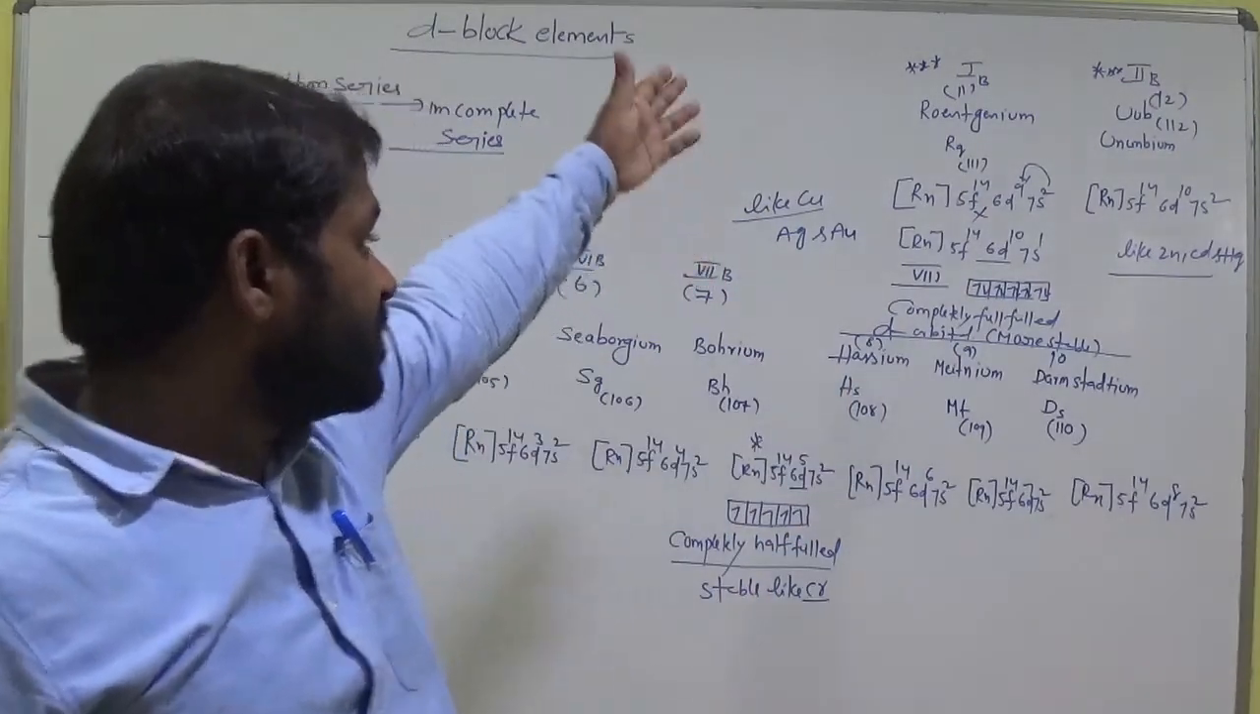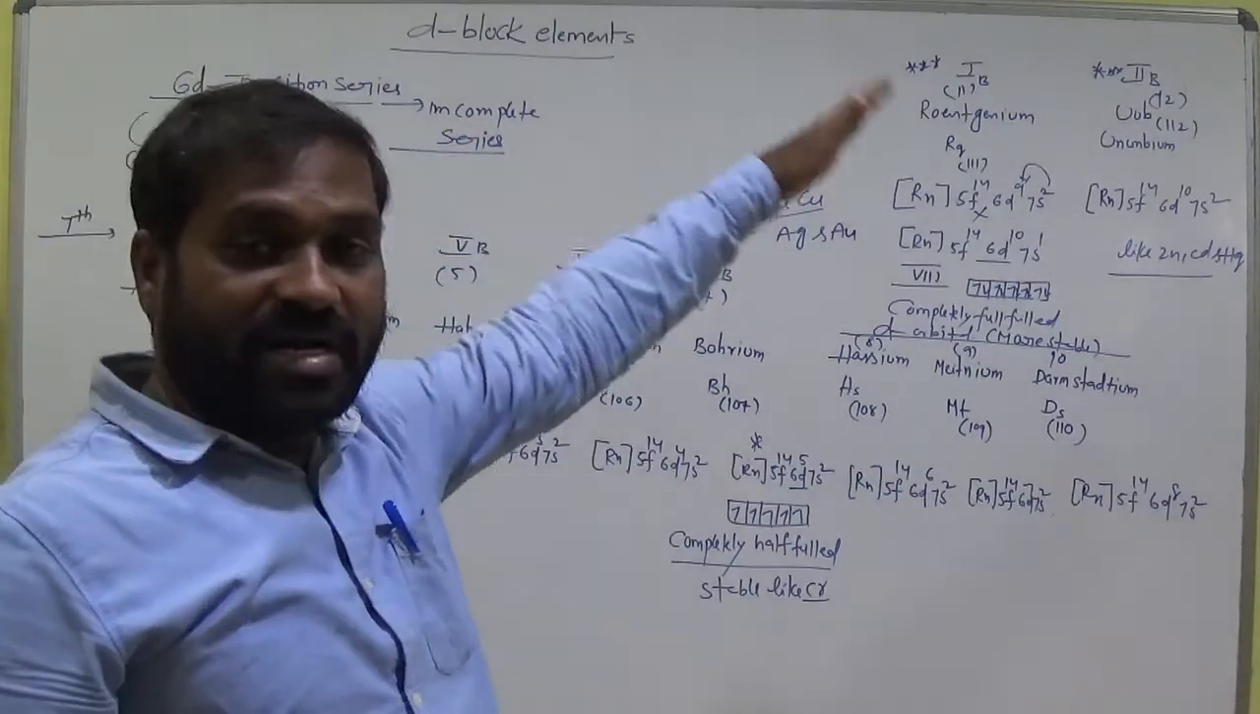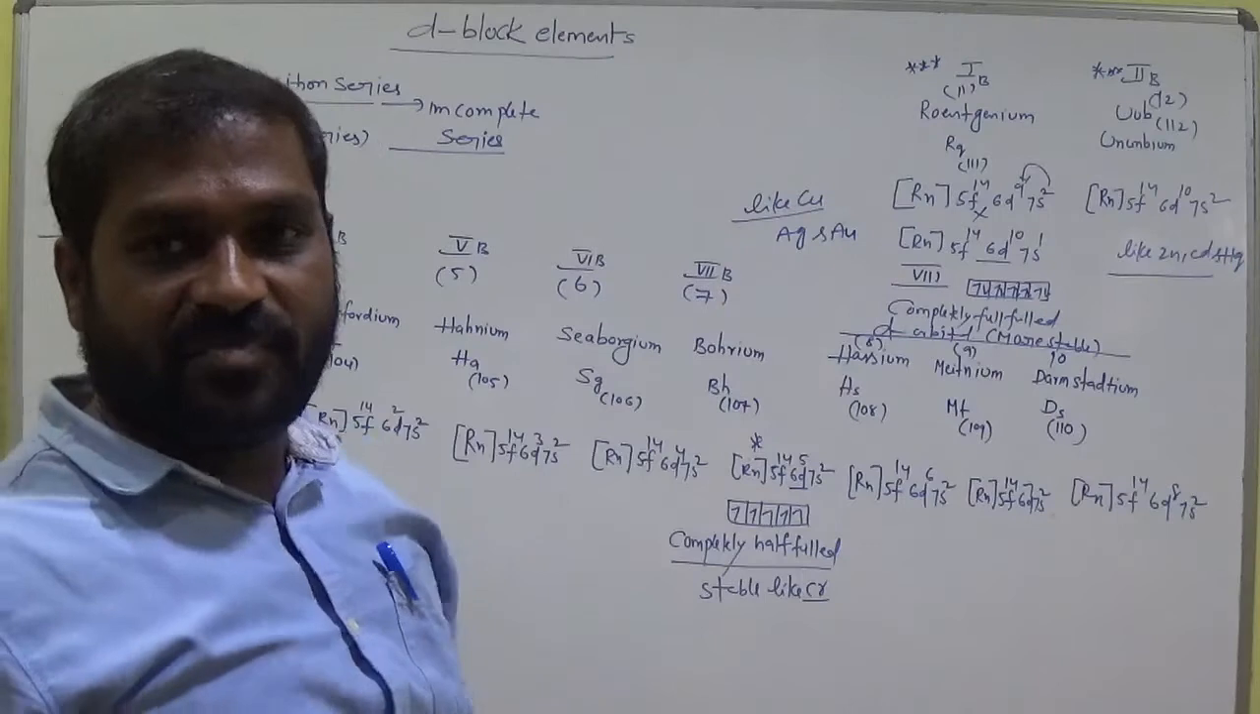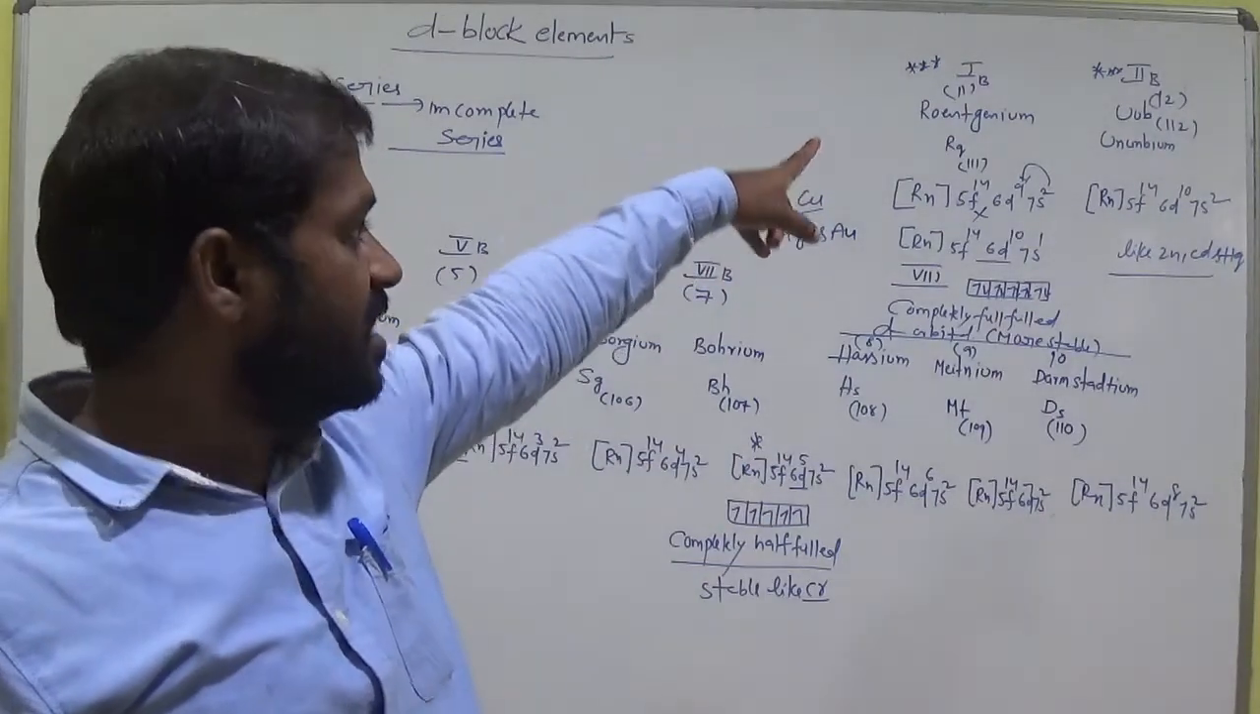First B group elements like copper, silver, Au and Rg: one s electron enters into d for getting stability. Completely fulfilled d orbitals get more stable. Clear, my students?